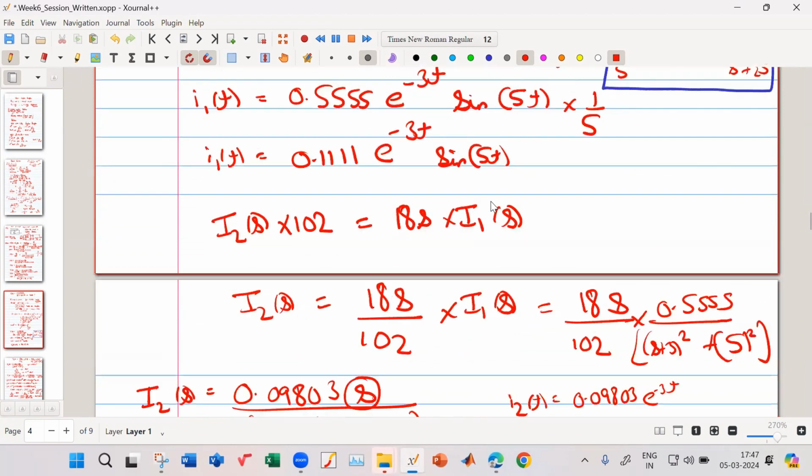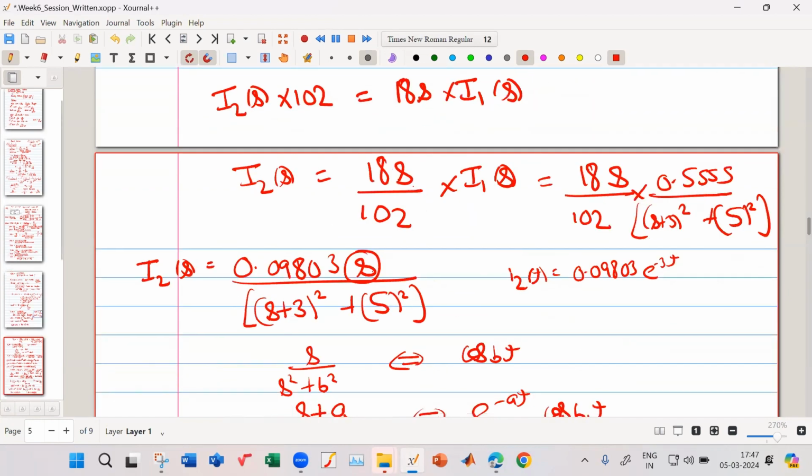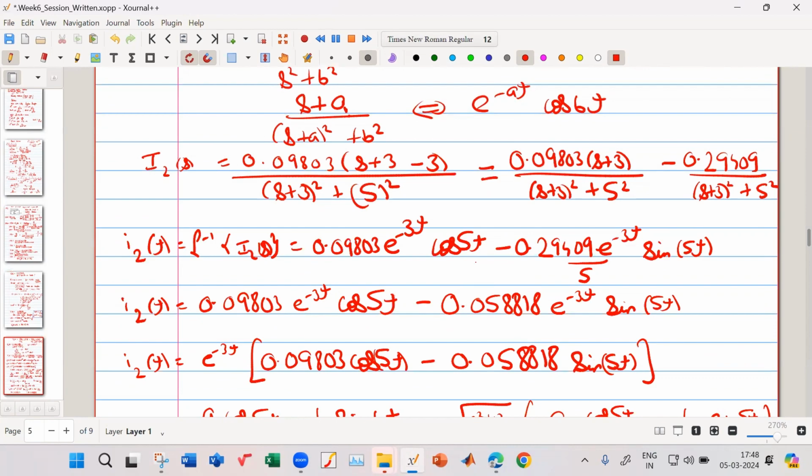Then I2 of S, we found it to be of this form. Okay, but this is s upon s plus 3 the whole square plus 5 square. It should be s plus 3. So what we did, we added plus 3 and minus 3. And then we got it of this form. And then we found the inverse Laplace transform. We got it. This is the inverse Laplace transform.